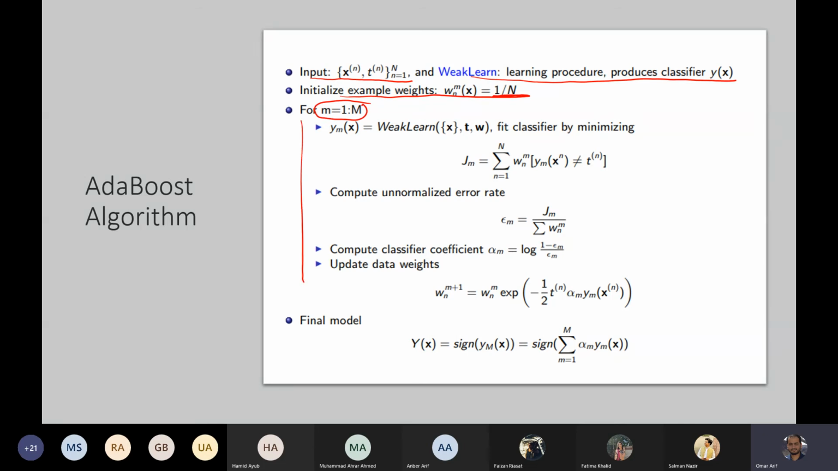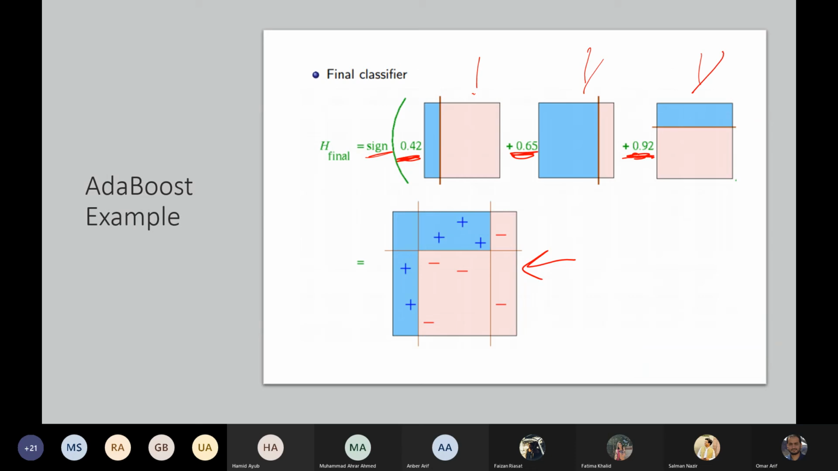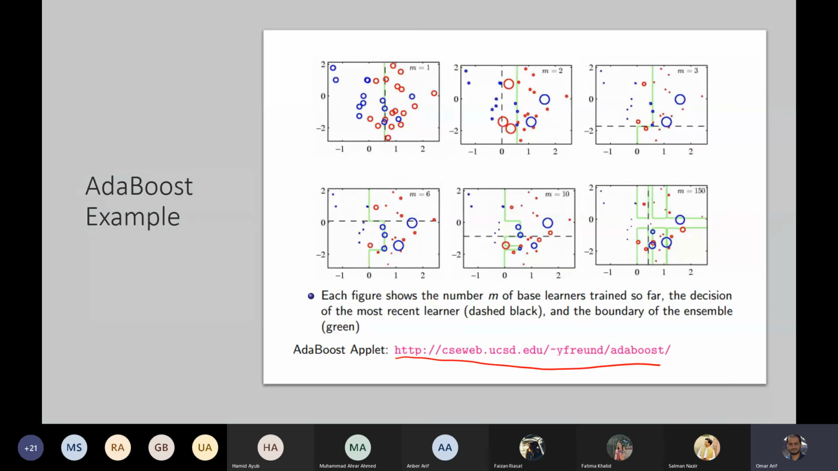Okay, for each classifier you do these things. This is how you compute the error for that classifier, the unnormalized error rate, and then the classifier coefficient, which I was calling the quality, and then you update the weights of the examples for the next classifier. So you do it capital M times, and finally your output model is computed using this equation, the output prediction. Okay, any question?